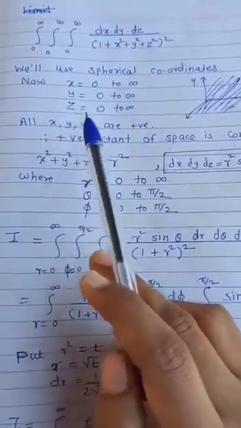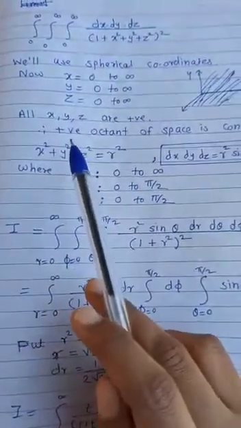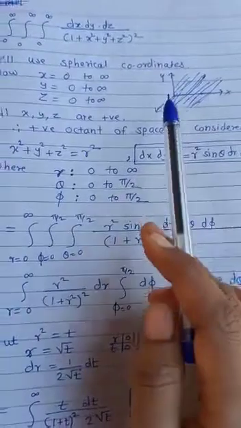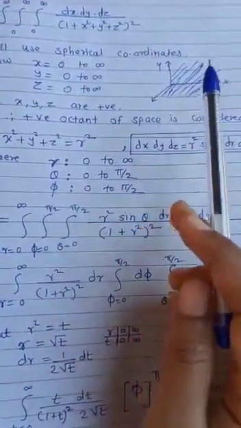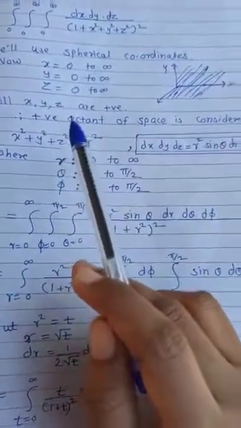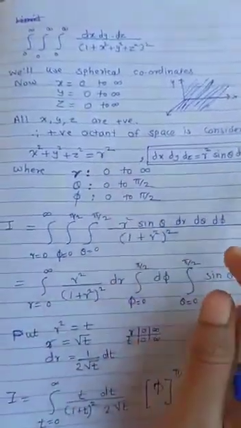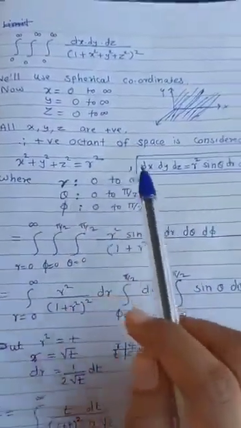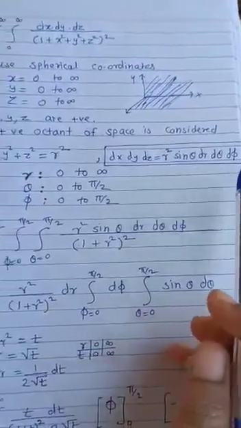Since the limits of x, y, z are from 0 to infinity, they are positive, and therefore the positive octant of space is considered. So in 3 dimensions, x, y, z axes, the limits for x, y, z are from 0 to infinity. That means the positive octant of space is considered. So x square plus y square plus z square equals r square, and dx dy dz will be r square sin theta dr d theta d phi.